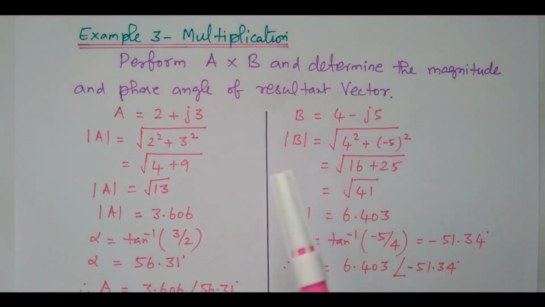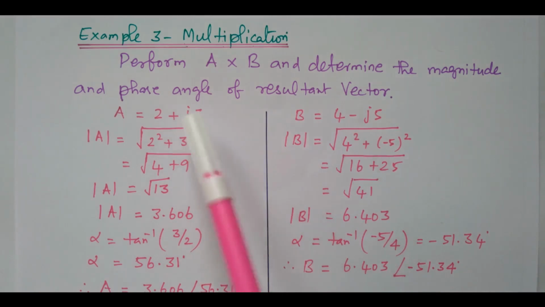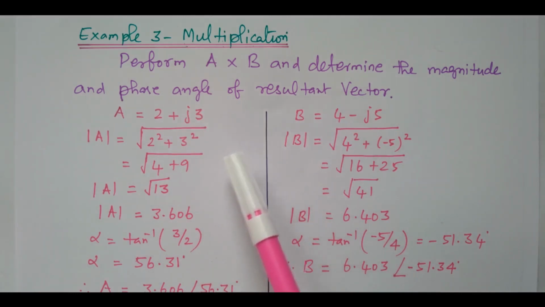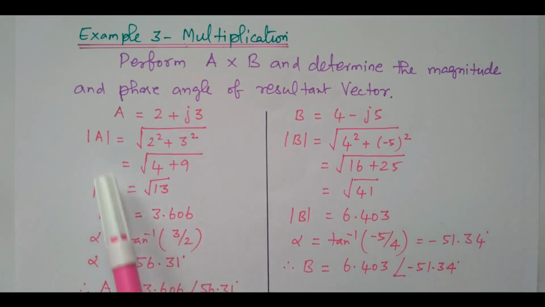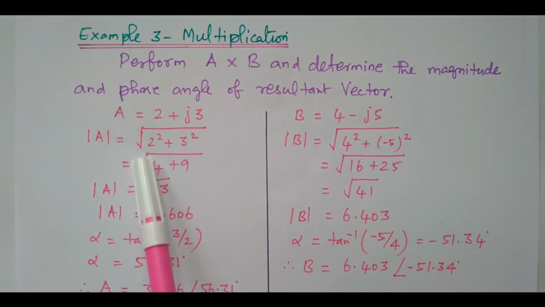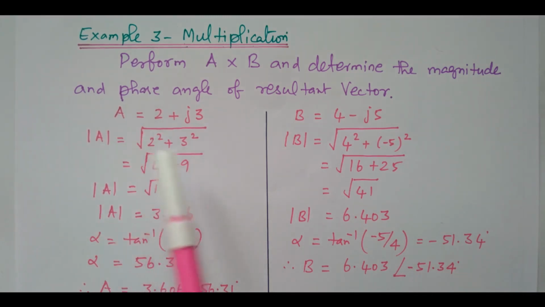It is possible to multiply in rectangular form, but it is easier to convert into polar form, then go for the multiplication. So how will you convert to polar form? The magnitude of A is the square root of the real term squared plus the imaginary term squared. The real term is 2, the imaginary term is 3.